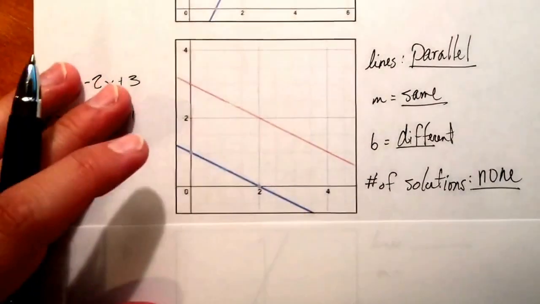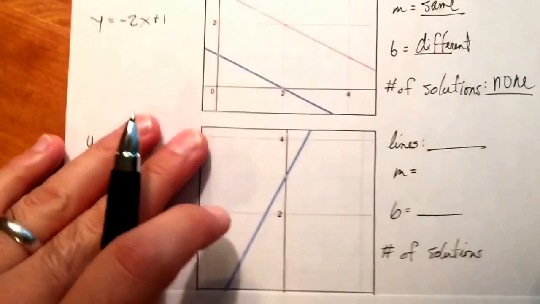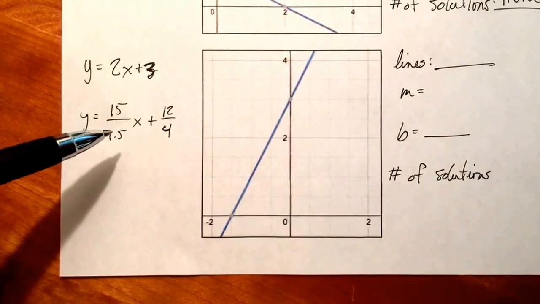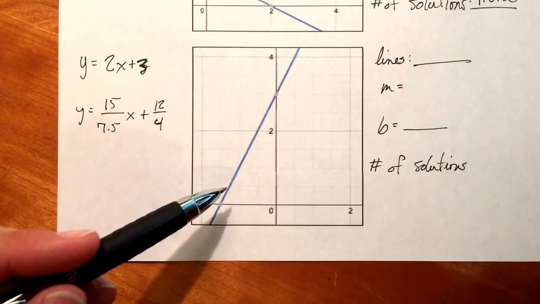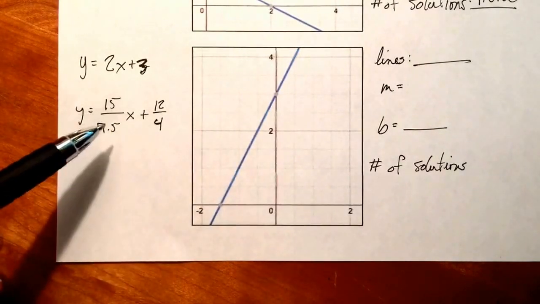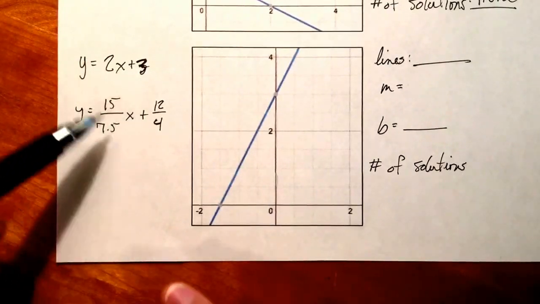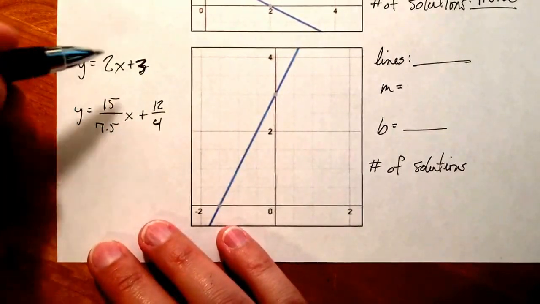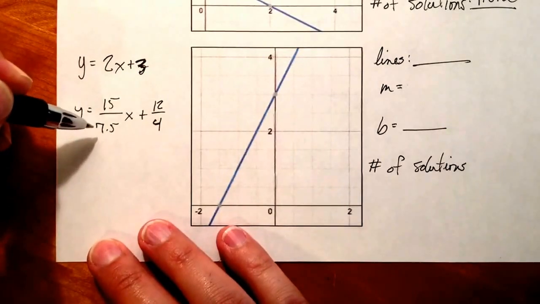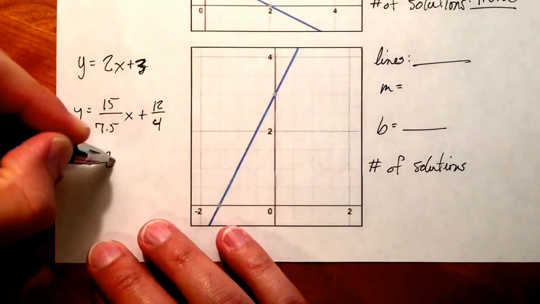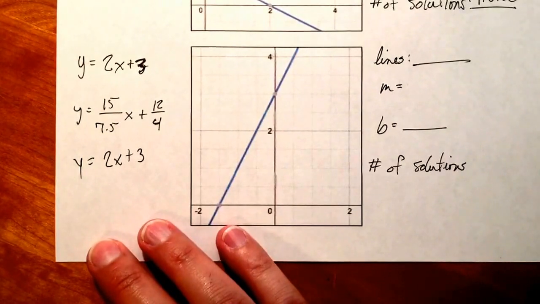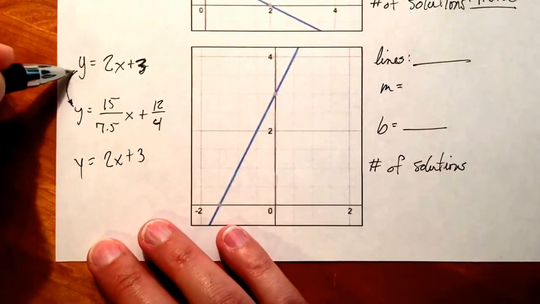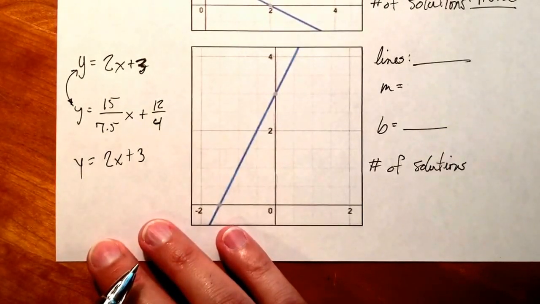And this last scenario that we need to look at is this one. Now, we have two equations here, but there's something very interesting happening with these lines. I only see one line. But let's take a look at these equations again. There's some division that can happen. Let's simplify this and see what happens. 15 divided by 7.5, you put that in your calculator, and that equals 2x. 12 divided by 4 is 3. Oh, so these are actually the same equation.